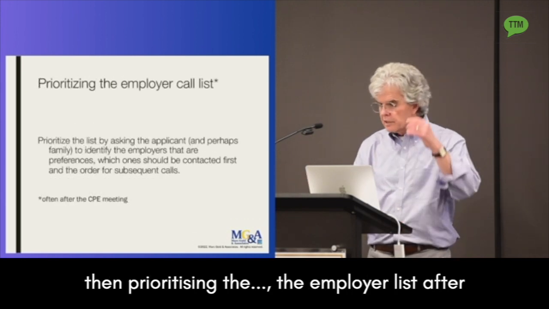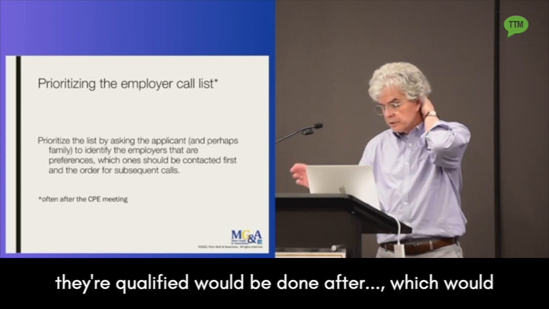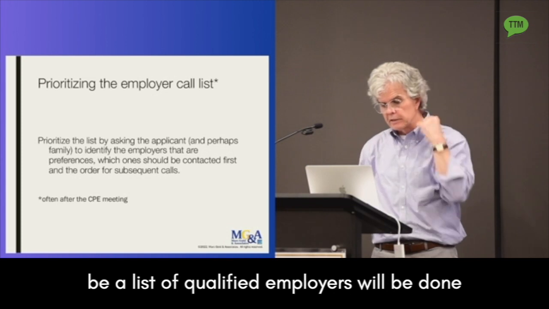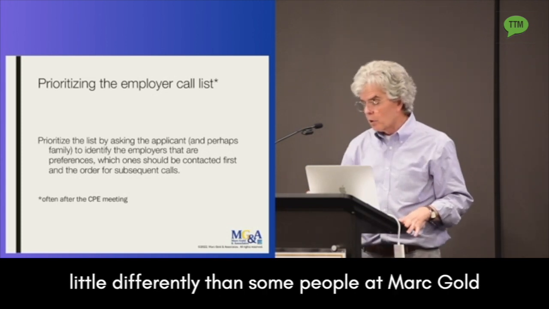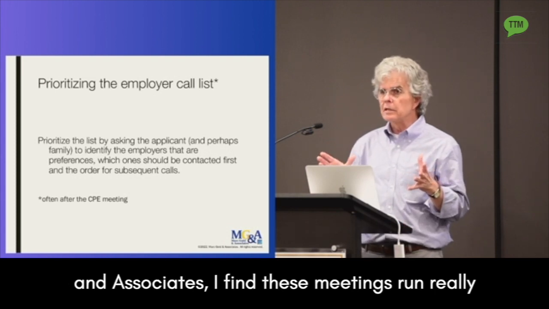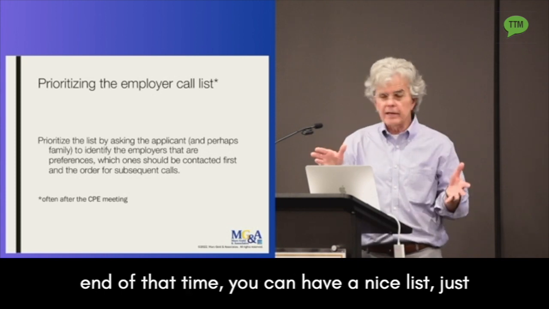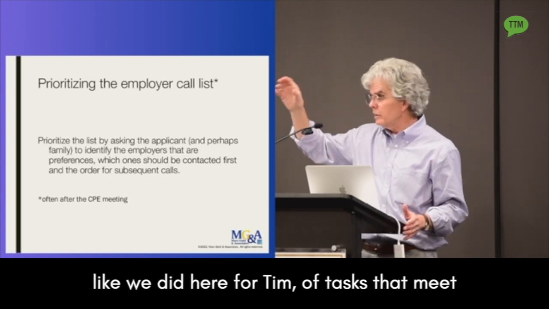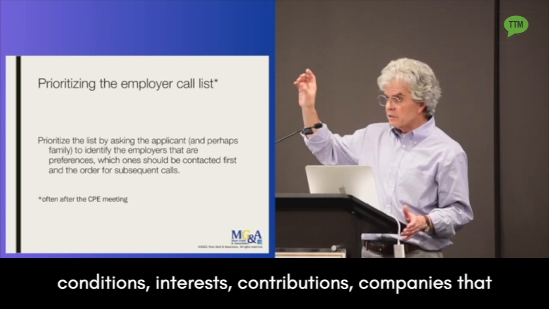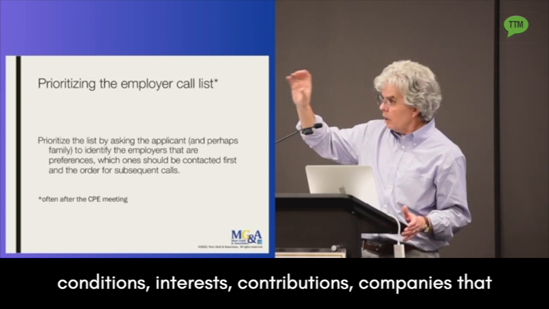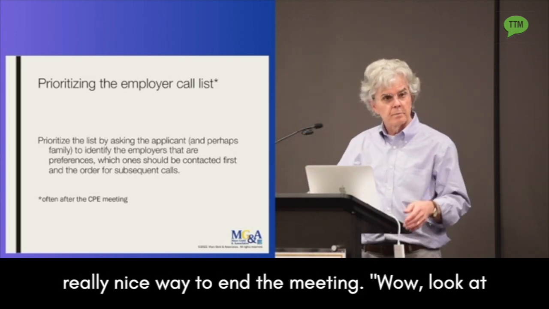And then prioritizing the employer list, the list of qualified employers, would be done after the meeting. So this is something I teach a little differently than some people at Mark Golden Associates. I find these meetings run really nicely in an hour and a half, 90 minutes. And at the end of that time, you can have a nice list, just like we did here for Tim, of tasks that meet conditions, interest, contributions, companies that might need those tasks, and contact people. It's a really nice way to end the meeting.